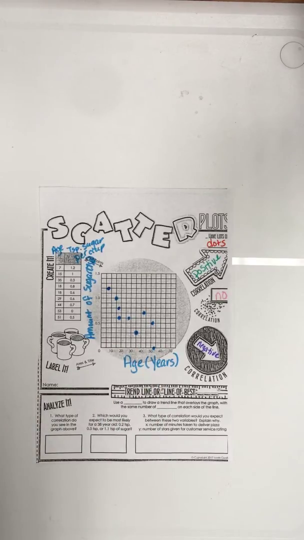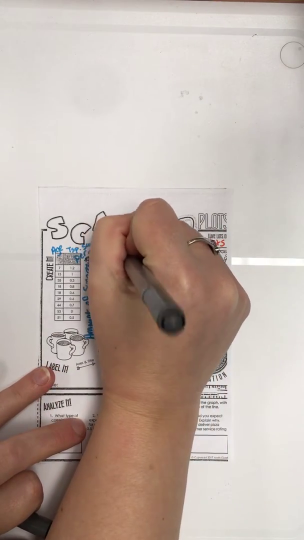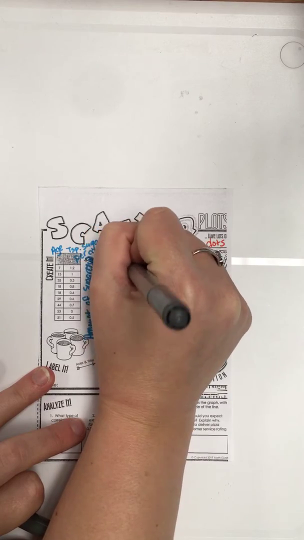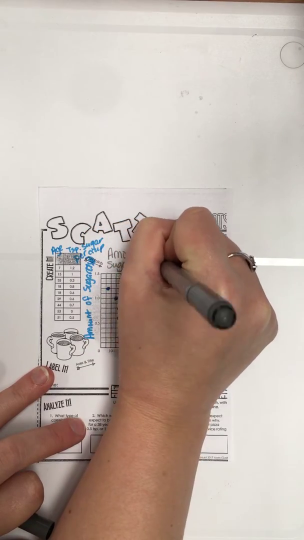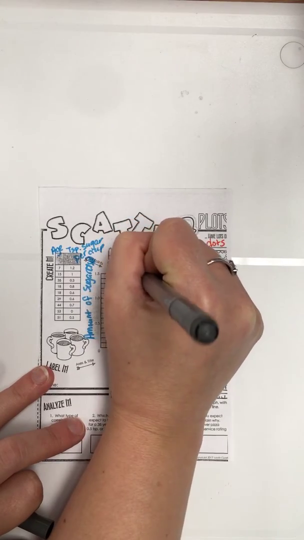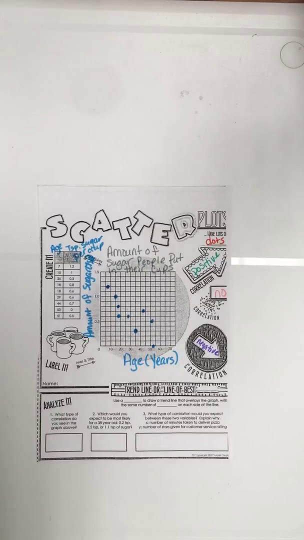And so let's put a title on here because we want to make sure that we are being good graphers. So the title is going to be amount of sugar people put in their cups. Amount of sugar people put in their cups is your title.